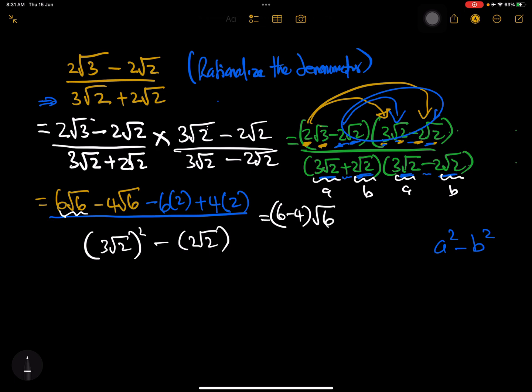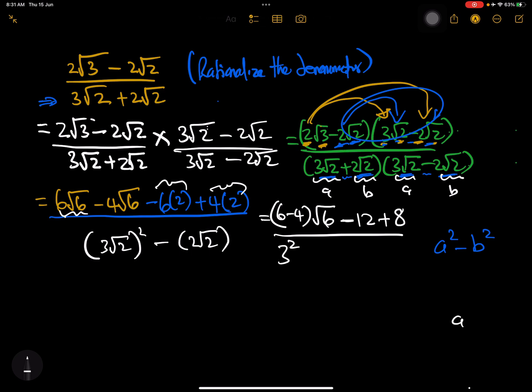6. We attach it because we are subtracting. We are not multiplying. Don't forget, if we are multiplying, then it will be just 6 by square root of 6, because we are subtracting. And then we are going to get minus 12 plus 8. This gives us minus 12, and this gives us plus 8. And we divide that by 3 squared.